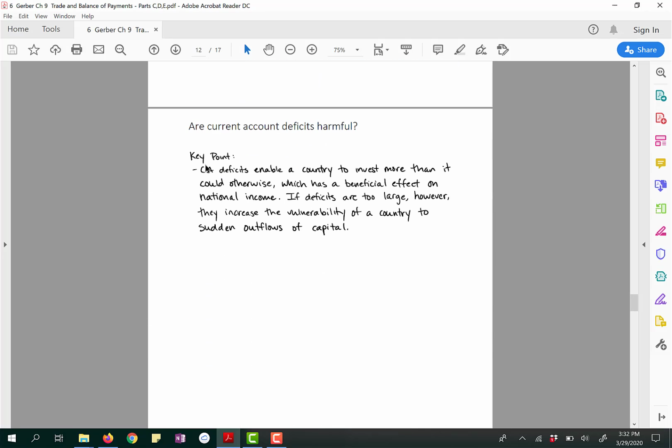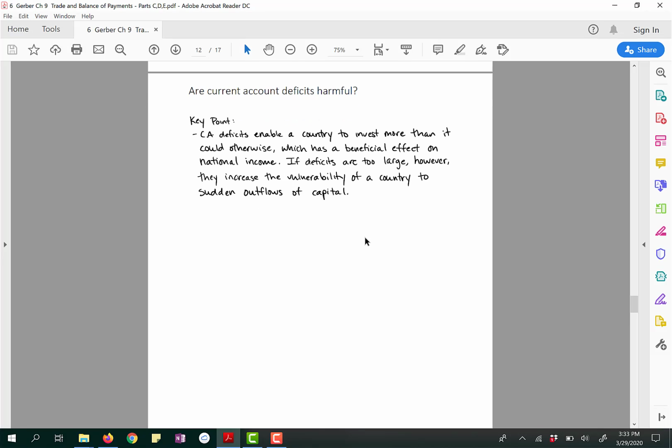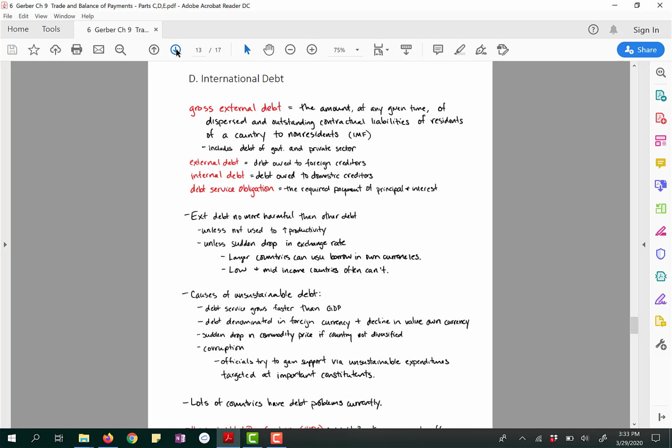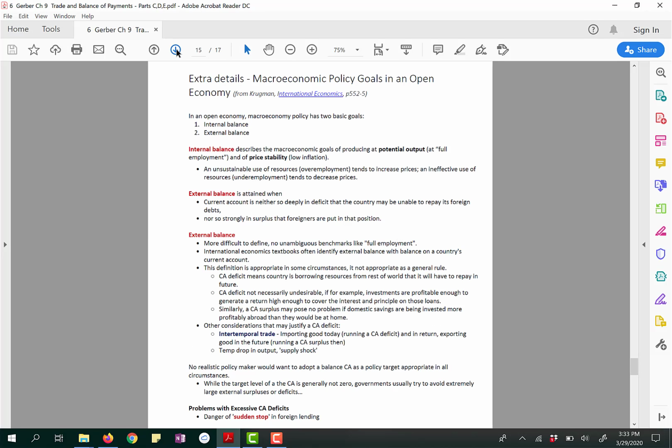Key point from the textbook. Current account deficits enable a country to invest more than it could otherwise, which has a beneficial effect on national income if the investments are made productively. If deficits are too large, they increase the vulnerability of a country to sudden outflows. Let's just go slightly beyond what is in the text to get a little bit more perspective.